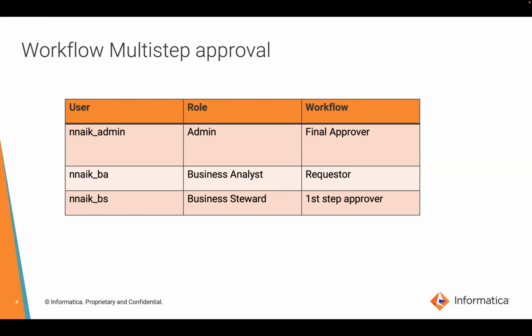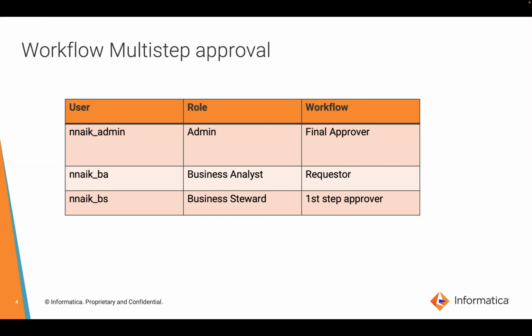And for today's enablement series, I'm going to use these three users. Nike admin has an admin role, and would be responsible for configuring, as well as the final approval for a code list change. Business analyst would be the user who would request changes to a particular code list. And business steward is going to be a first-step or middle-step approver for our workflow process.